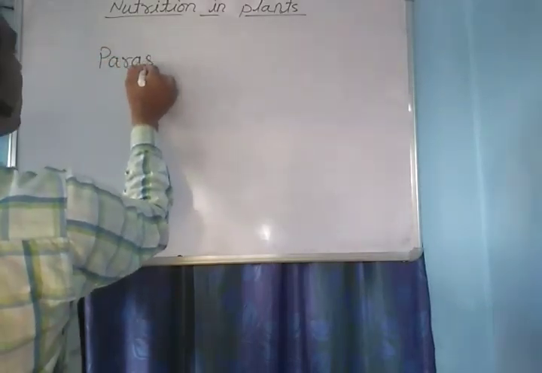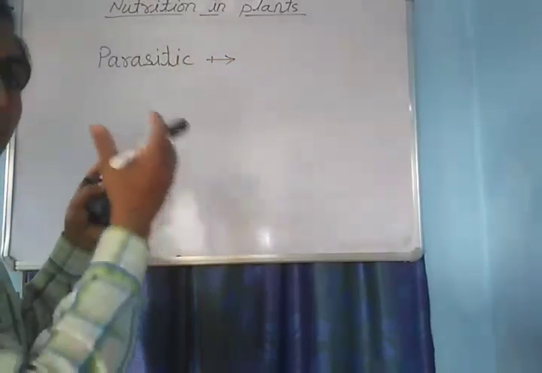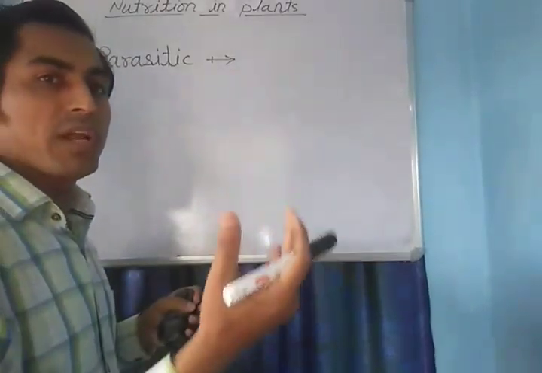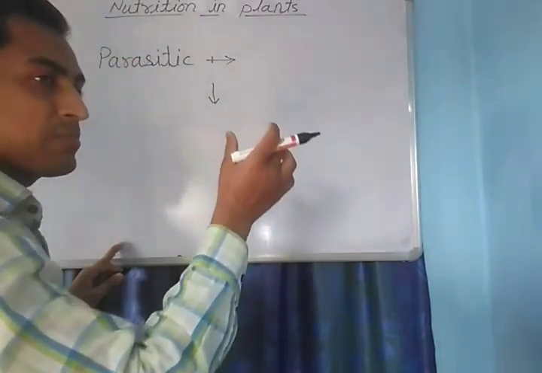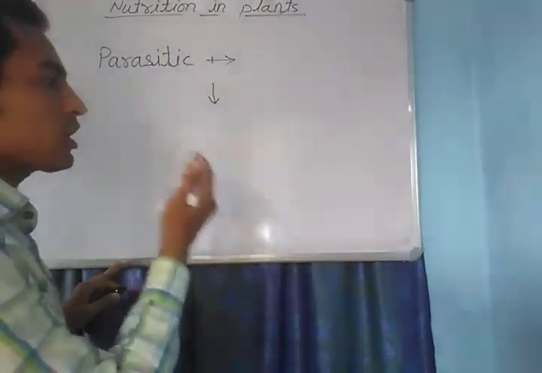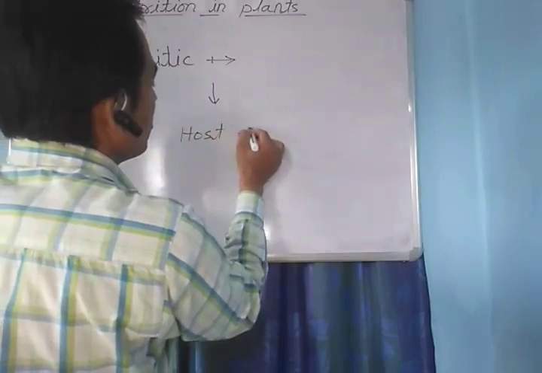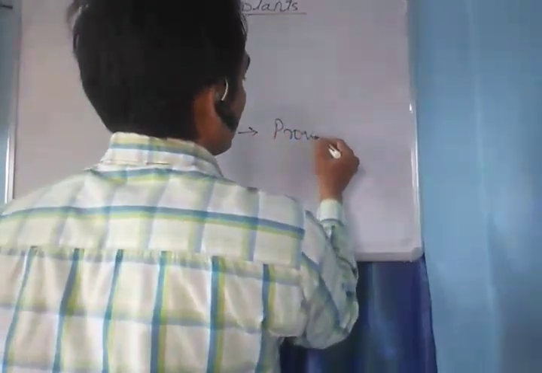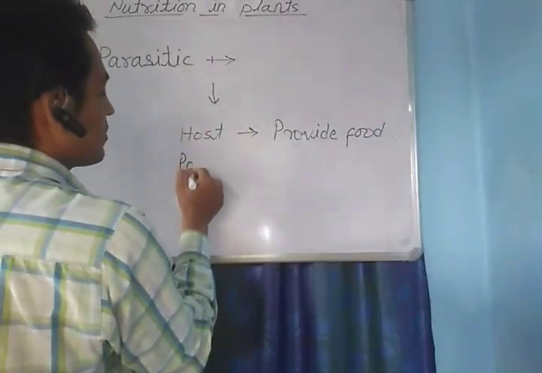The first mode is the parasitic mode of nutrition. Parasitic mode of nutrition is the mode in which one organism depends on another organism of another species for food and shelter. The organism which provides food and shelter is known as the host, and the other which takes food is known as the parasite.